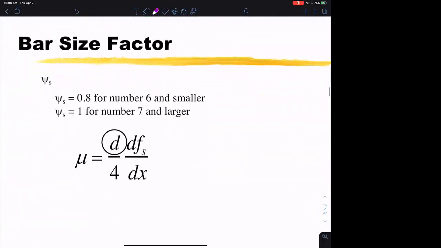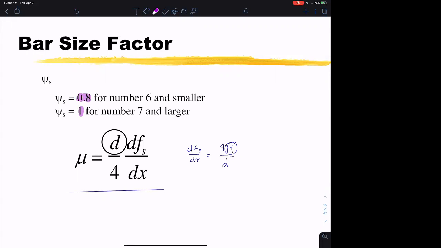The bar size factor. Remember, the bond stress was proportional to d over 4. What we did earlier, we had dFs over dx equals 4 mu over d. That d was in the denominator, but we're figuring out the grip strength. Solve for that, you get this. Just remember, this is exactly opposite of what I said, sorry. The bad one is 1 and the good one is less than 1.